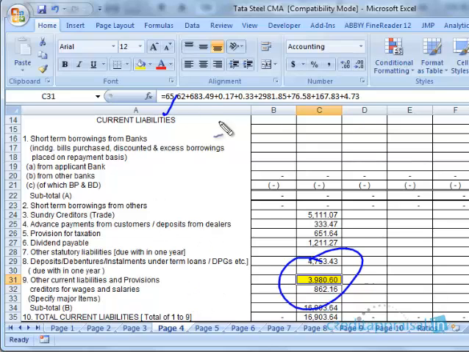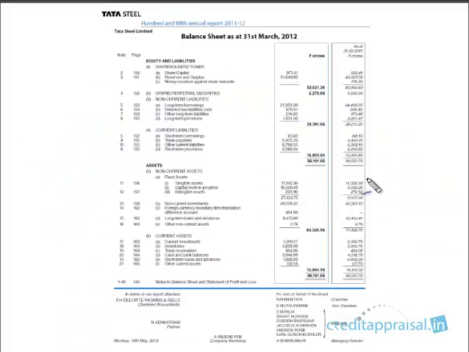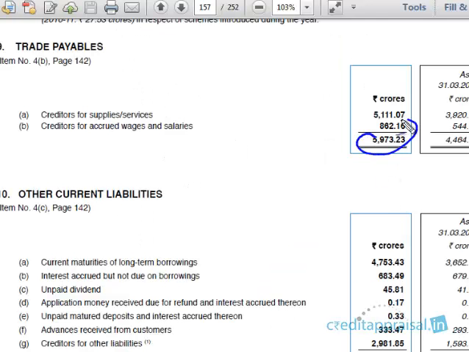There will be more items added under other current liabilities. So the first item is 65 crores pertaining to short-term borrowings, other loans. Next item is 5973 crores. What is 5973 crores? This is trade payables, that means creditors. But let us see the bifurcation. This includes creditors for supplies and creditors for accrued wages and salaries.